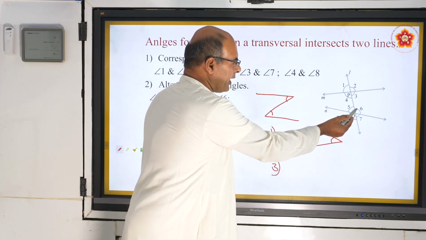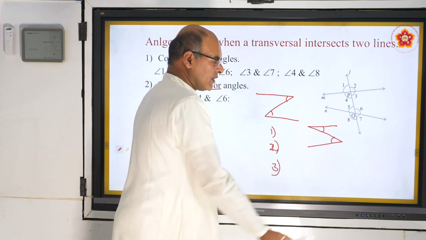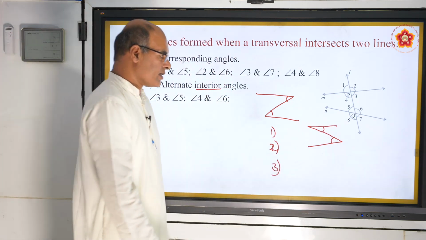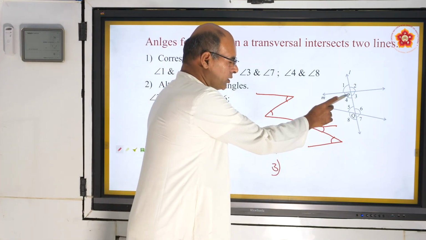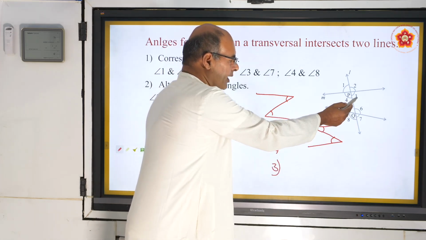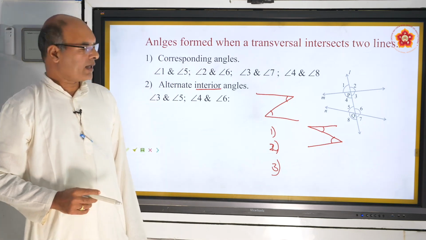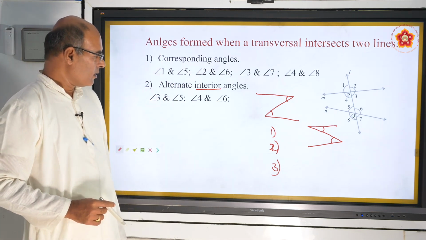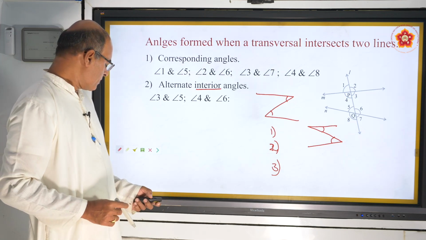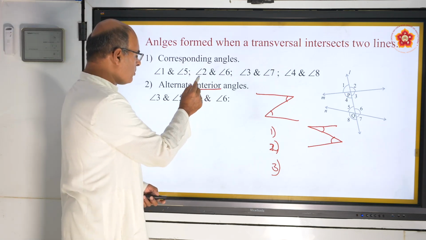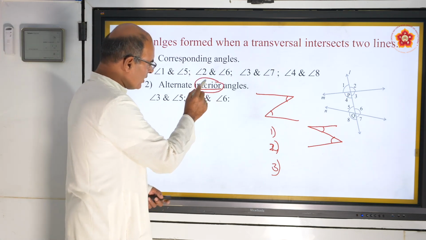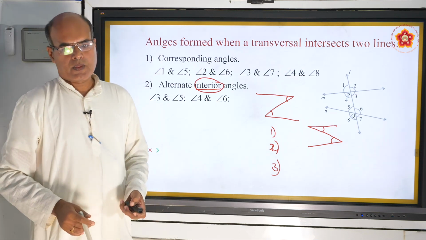Look at here, angle 4 and angle 6. They are on either side of the transversal. They are not adjacent angles. And both are interior angles. Similarly, angle 3 and angle 5 is another pair of alternate interior angles. If the word interior is not mentioned, then you have to think that they are alternate interior angles.